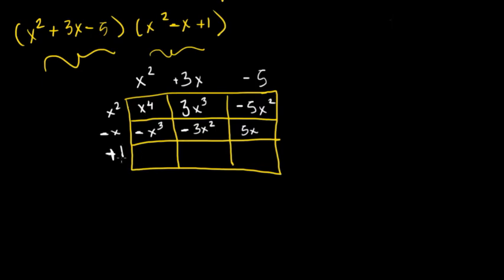This is a positive 1 times this x squared here. And what will we get? Well, we'll get x squared. Then this positive 1 times this 3x, we'll get 3x. Then this positive 1 times this minus 5, we'll get a minus 5. Perfect.